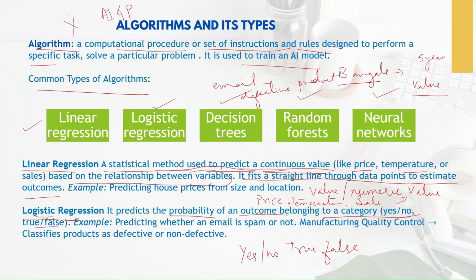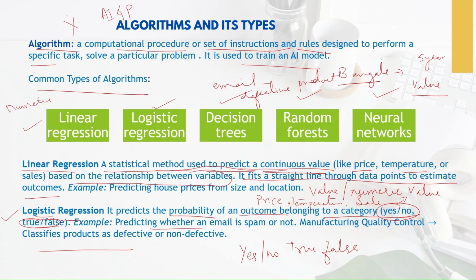It could be yes, no, or true, false. For example, predicting whether an email is spam or not, or in manufacturing quality control, where it classifies the product as defective or non defective, then you use logistic regression. In short, please note whenever there is any true false statement or any yes no category that needs to be decided, use logistic regression.